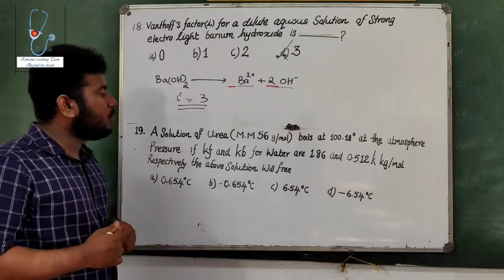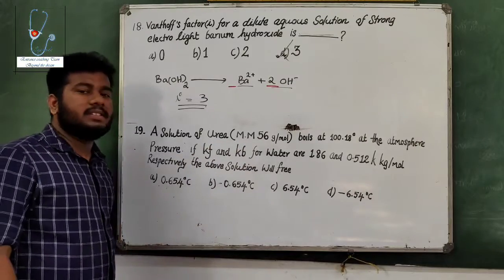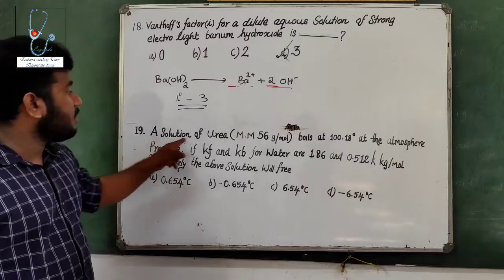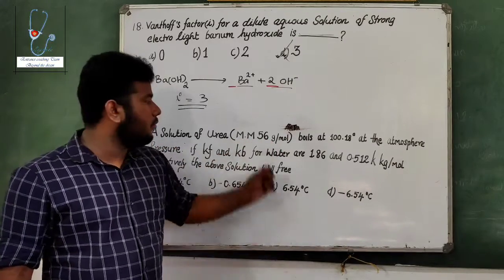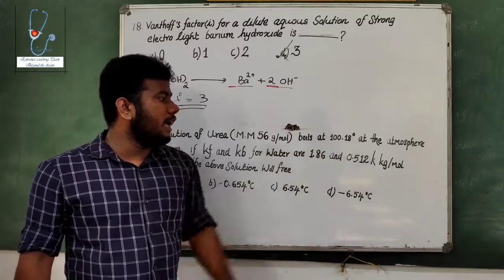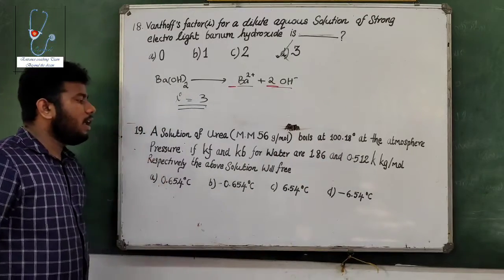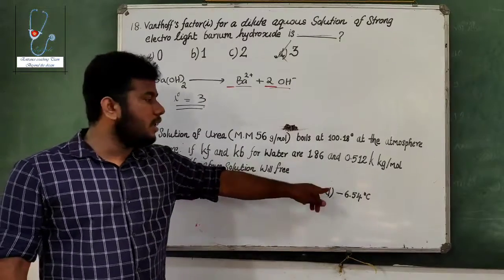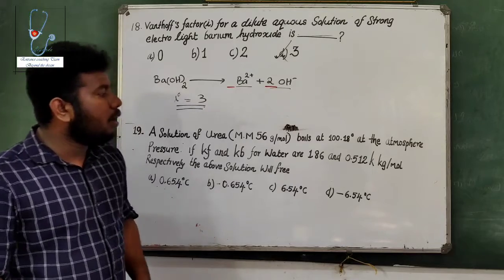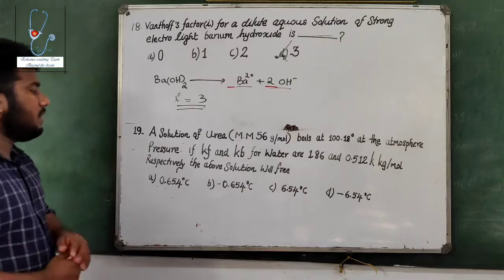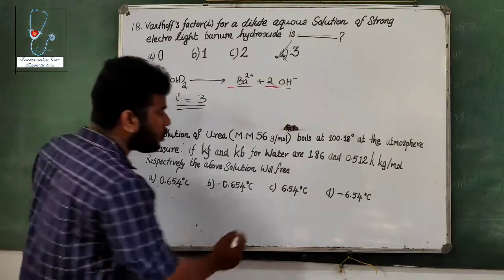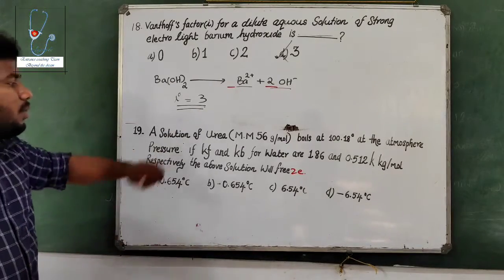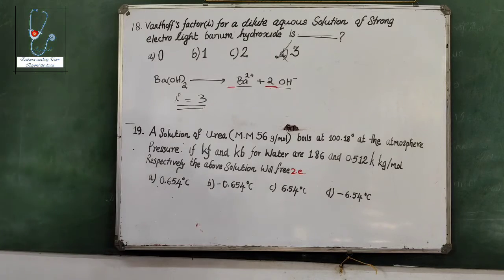Question 19. An aqueous solution of urea, molecular mass 56 gram per mole, boils at 100.18 degrees Celsius at atmospheric pressure. If Kf and Kb for water are 1.86 and 0.512 kelvin kilogram per mole respectively, the above solution will freeze at what temperature? We have to find the freezing point of the above solution.